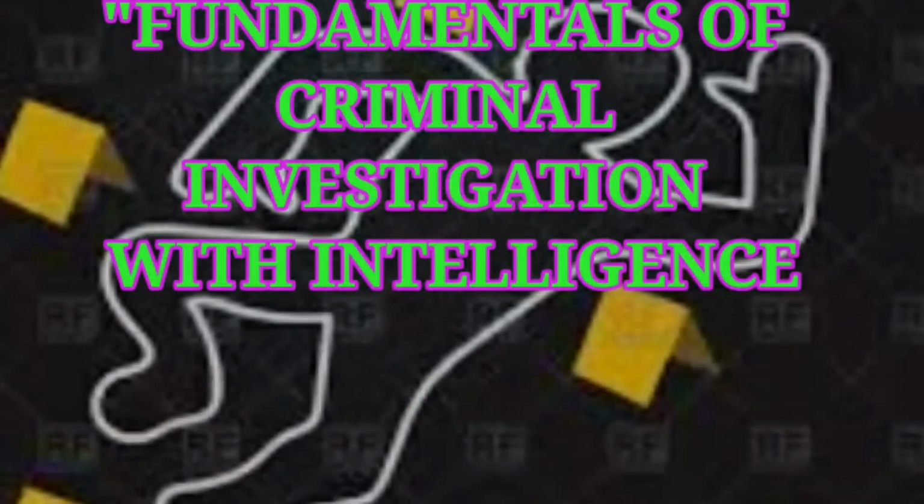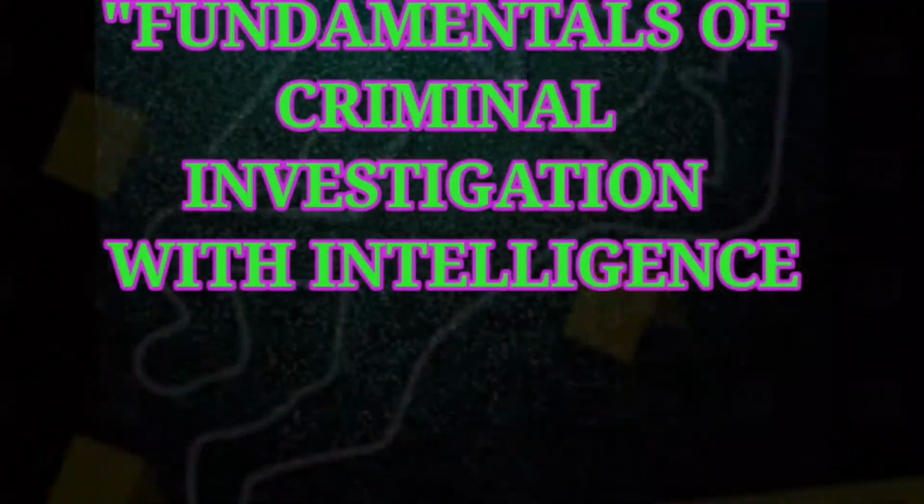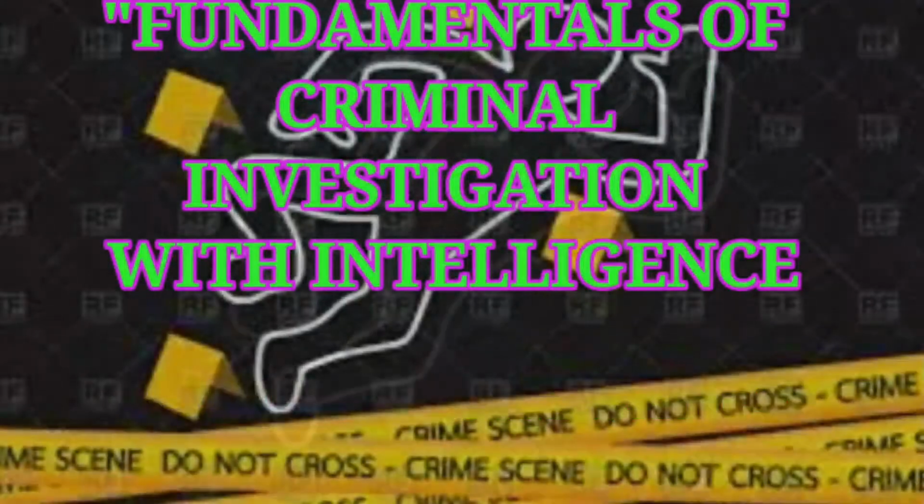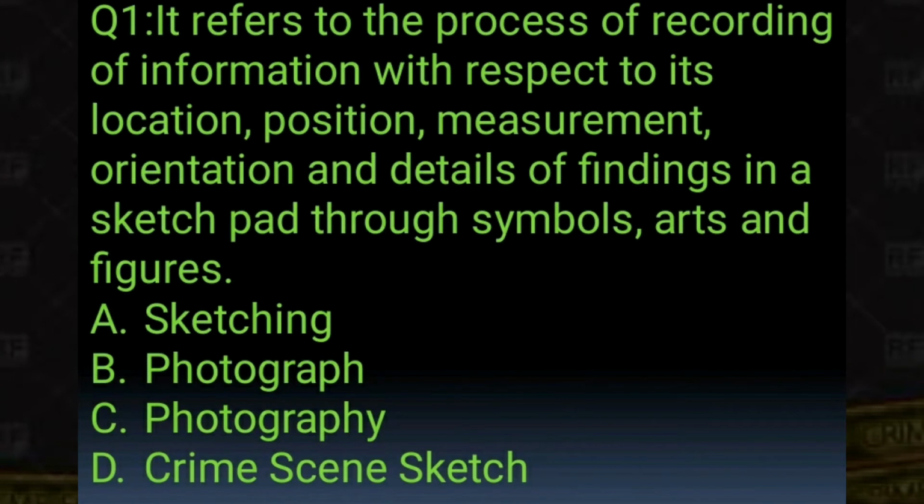And as usual, I will present the topic in Q&A form with rationalization. So let us proceed to question number 1. It refers to the process of recording of information with respect to its location, position, measurement, orientation, and details of findings in a sketchpad through symbols, arts, and figures. Letter A, sketching. Letter B, photograph. Letter C, photography. And delta is crime scene sketch. And the answer for this question is alpha.